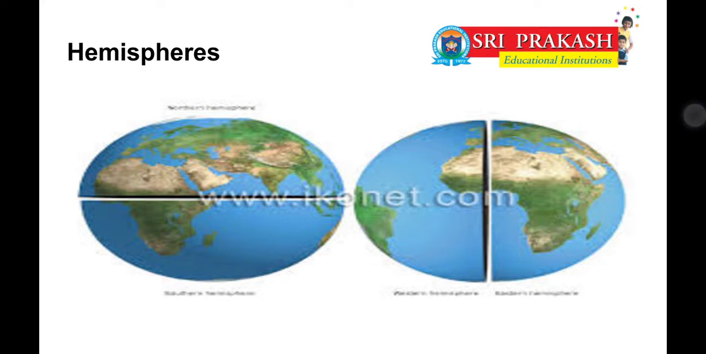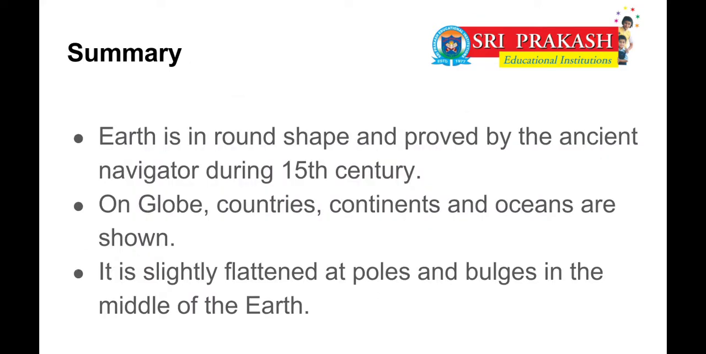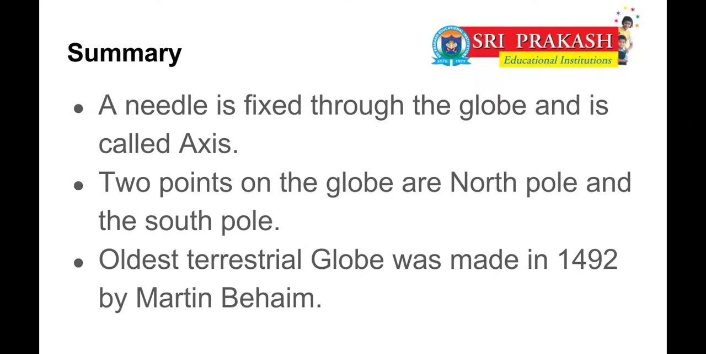Okay, what is the summary, children? We discussed these points. Earth is round in shape, as proved by ancient navigators during the 15th century. On the globe, countries, continents, and oceans are shown. It is slightly flattened at the poles and bulges in the middle of the earth. A needle is fixed through the globe and is called the axis. The 2 points on the globe are called North Pole and South Pole.